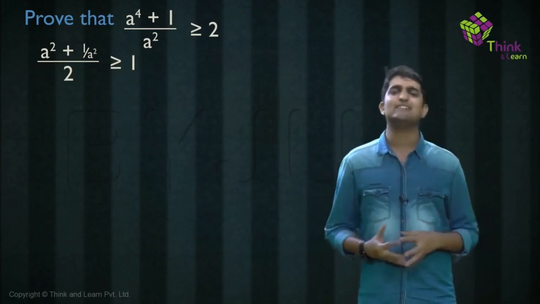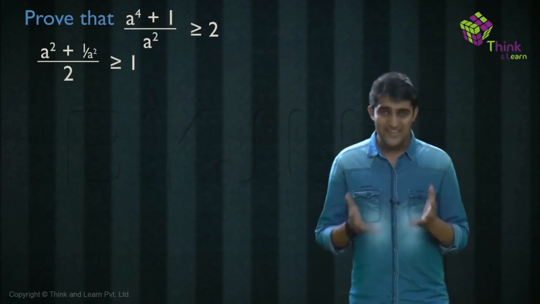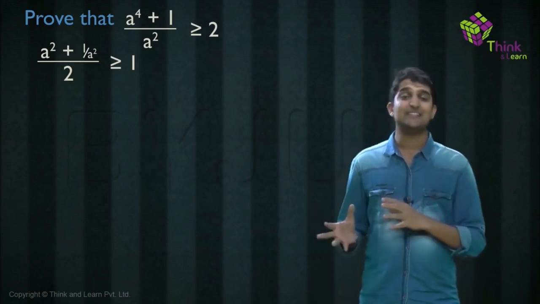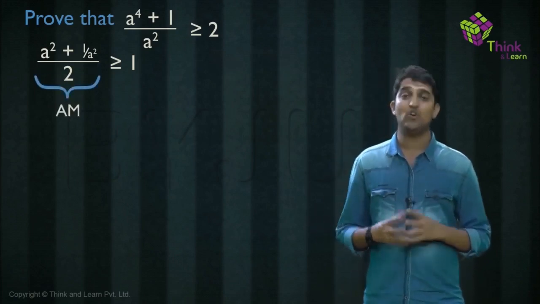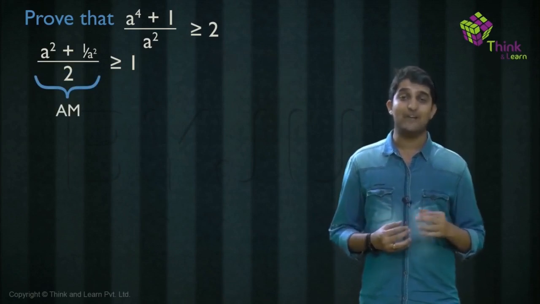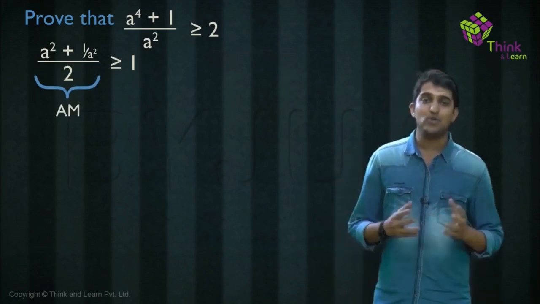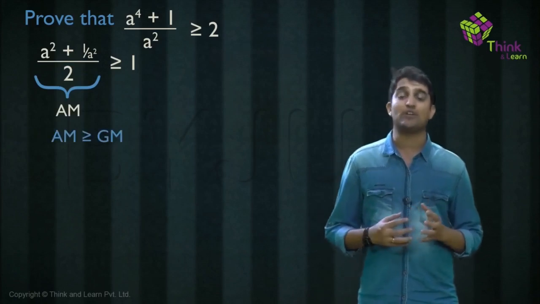Right? Why did we write it in this way? We wrote it in this way because the LHS is now the arithmetic mean, or the AM, of a^2 and 1/a^2. We can use this relation AM greater than or equal to GM now.